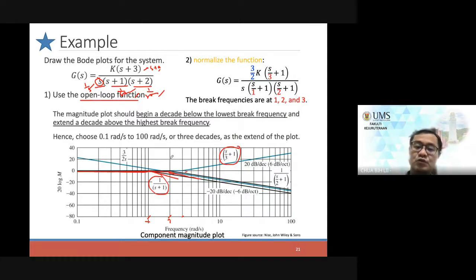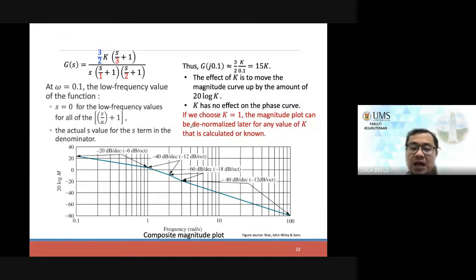What we would do is try to combine all these effects together. Later we will see how to combine them. From this we start at omega equals 0.1, 1 decade before, and we define the value of the function. We say s equals 0 for the low frequency, therefore the actual s terms will be in the denominator, and we start to plot. Minus 20 dB per decade.